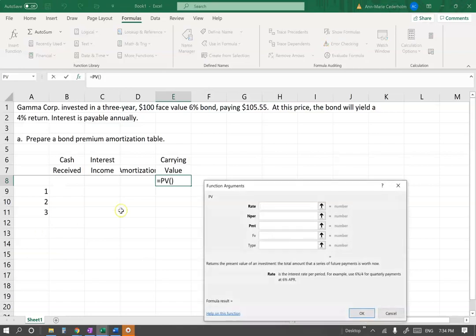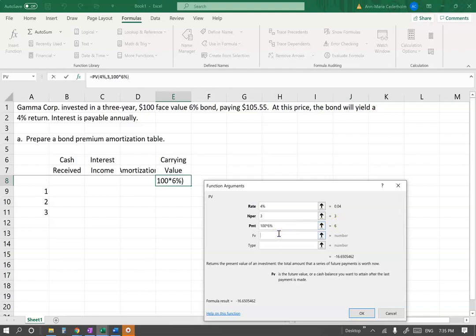It's right here. So the rate that we use is the yield rate or the market rate, and in this case it's 4%. The NPER is the number of payments. Since this bond pays annually and there's 3 years, the number of payments is 3. Now the payment is the interest payment that we are legally able to receive. So this is on the bond contract. If you take the face value, which is 100, and multiply that by the stated interest rate or the coupon rate, that's the 6%, that will give me $6.